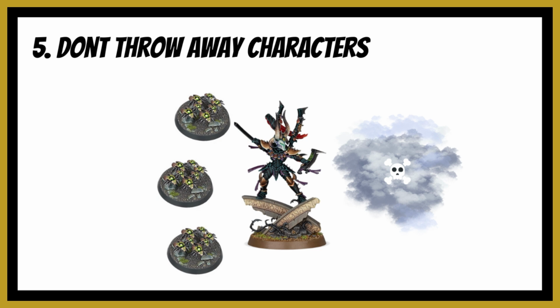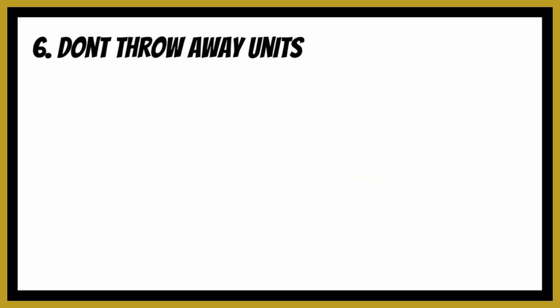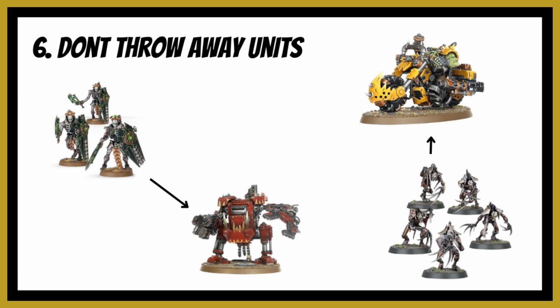Number 6, very similarly, don't throw away your units. In this example, we've got 2 different units that are going to be making the charge move against some Orc guys. So we've got the Lich Guards with the swords and shields going up against a Killer Can, and we've got some Flayed Ones looking to make a charge against an Orc Warbiker.